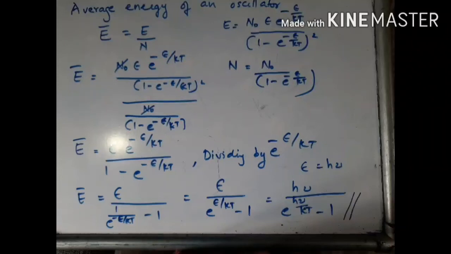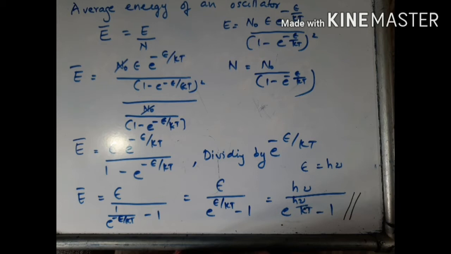We have already derived the expression for the energy of the oscillator and the number of oscillators in a cavity. Now we will derive the expression for average energy of an oscillator. That is given by the equation average energy E bar is equal to E by N, and we are substituting the value of E and N that we have already derived.